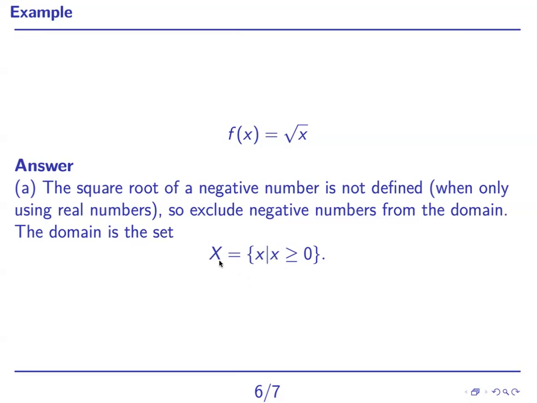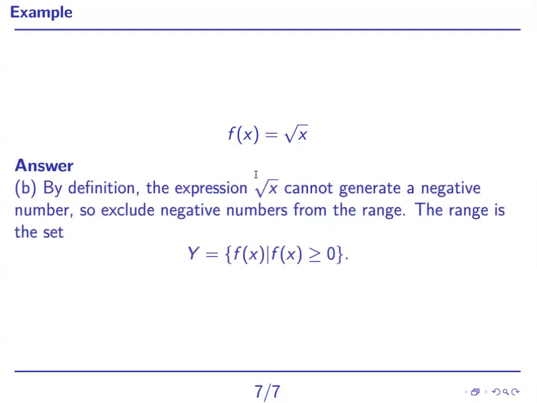The way you read this is X equals the set of x such that x is greater than or equal to 0. In this way, we're excluding the negative values of x because we're only allowing the values of x that are greater than or equal to 0. You can imagine trying to take the square root of a negative number, and that would be undefined in the context of this example.